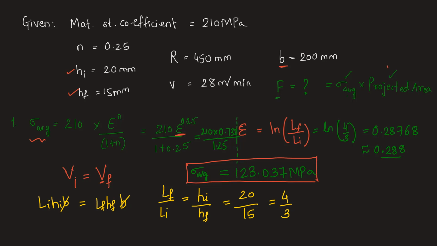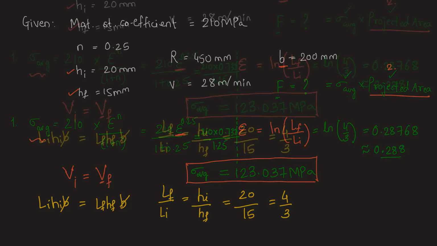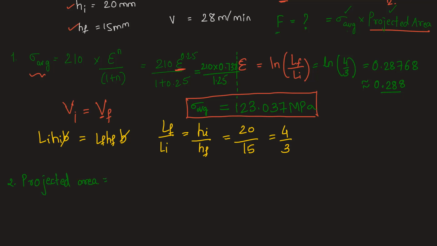Now the second thing that we need to find out is projected area. Projected area is given as projected length into the width B. So here we need to find out the projected length, let's denote it by L, which is given as under root of change in thickness, which is delta H, into roll radius capital R. This is a standard formula you must know. So this will be equal to under root of change in thickness, 20 minus 15, which is 5 millimeters, into roll radius, which is 450 millimeters. So projected length is nothing but 47.43 millimeters.